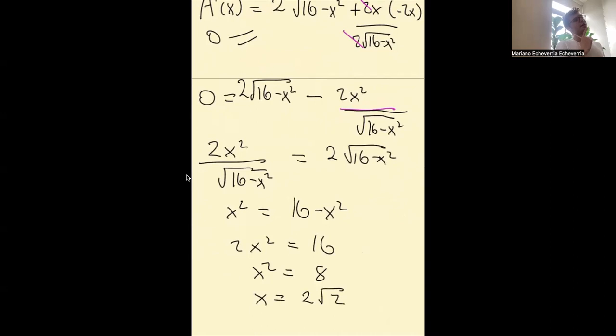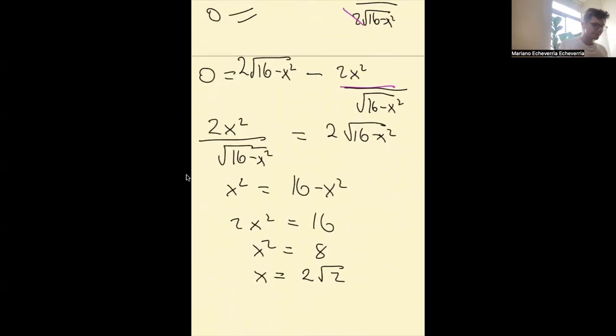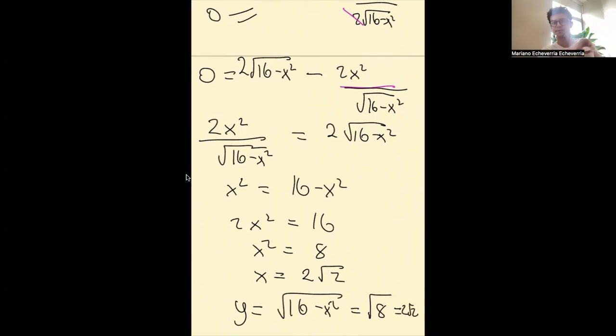Once you know that value, the value for y is determined by the value for x, because y is the root of 16 minus x squared. So you get root of 8 as well, so you get 2 root of 2. Is that making sense? Yeah. So those were the dimensions of the rectangle.